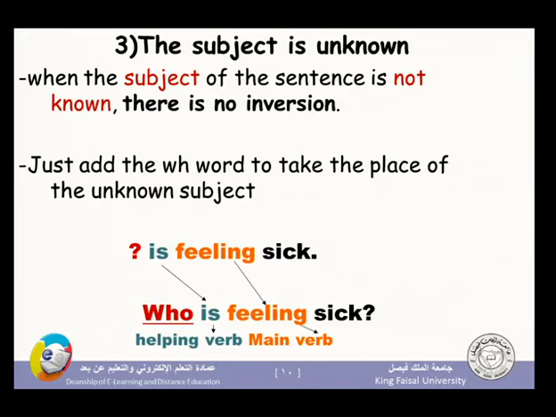When the subject of the sentence is not known, there is no inversion at all. For example, just add the WH word to take the place of the unknown subject. Is feeling sick. The subject is unknown. I don't know who is feeling sick. Then the question becomes as simple as, who is feeling sick? Then helping verb, main verb: who is feeling sick? This is the question because I don't have a subject. Okay, no inversion at all.